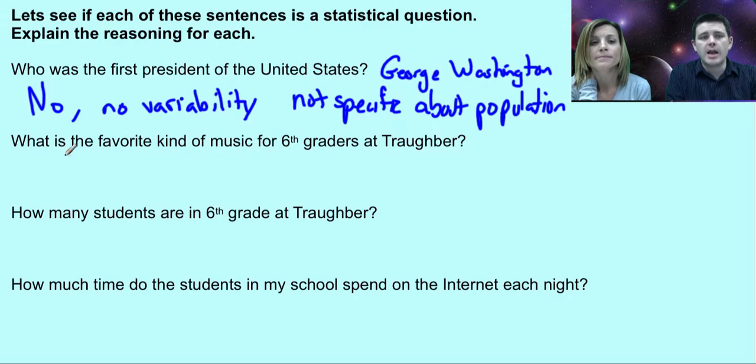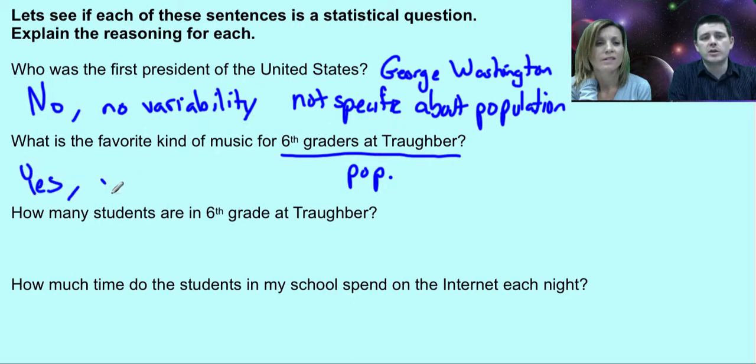Your turn. Next, what is the favorite kind of music for 6th graders at Trower? So the first thing I noticed is they were specific about who they're asking the question to. They specified the population. Next, we look at variability. Are you going to get a variety of different answers? I would say yeah. Everybody isn't going to like the exact same 1 or 2 types of music. You're going to get a good variety. So this one is a statistical question. There is variability, and they were specific about the population.